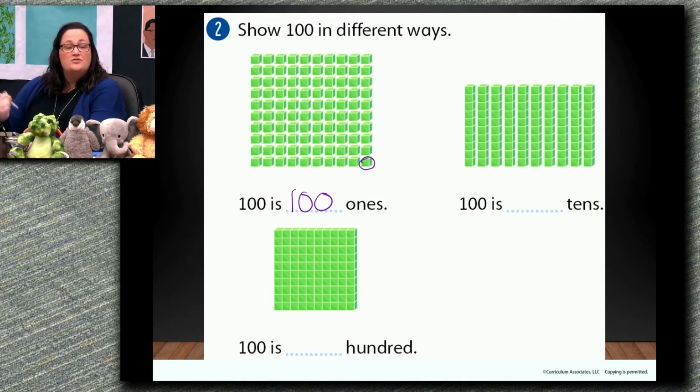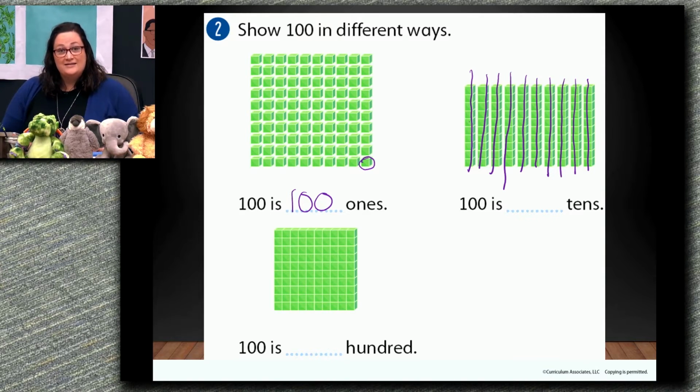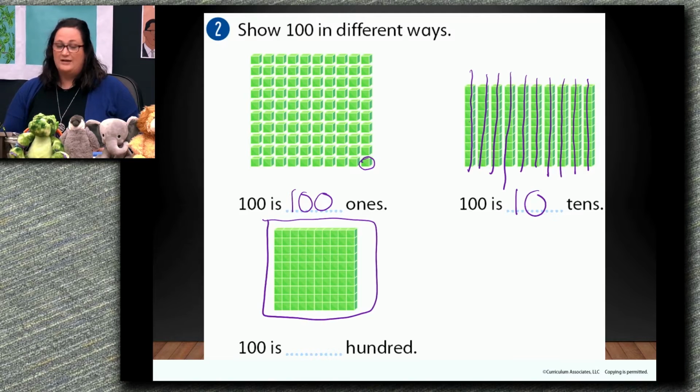We have 100. So now we need to figure out how many of these sticks did they use? Well, 1, 2, 3, 4, 5, 6, 7, 8, 9, 10. 100 is 10 tens. And how many hundreds cubes did they use for 100? How many of these did they use? Just one. It's not broken apart.